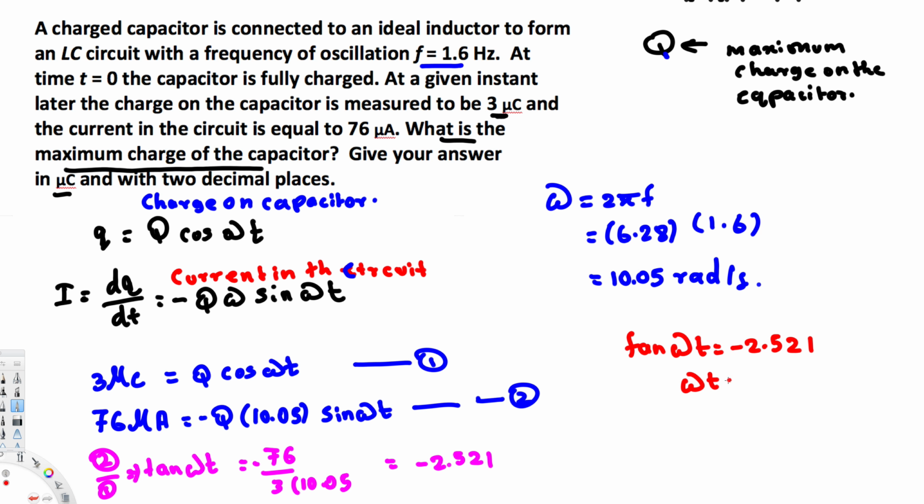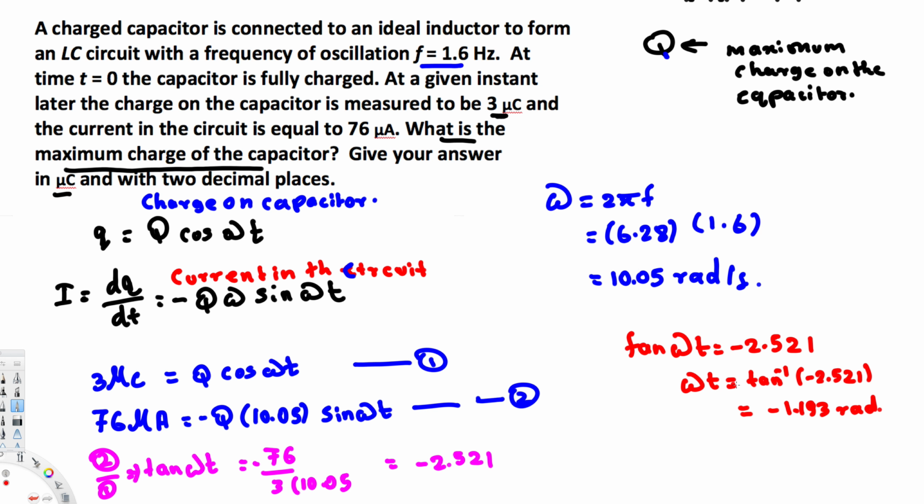Therefore omega t is going to be equal to tan inverse of negative 2.521. When you do this, you have to turn your calculator into radians. If you turn it into degrees, it doesn't work and you will get wrong answers. So you have to convert this into radians and calculate. When you do that, you will get negative 1.193 radians. So this is our omega t.